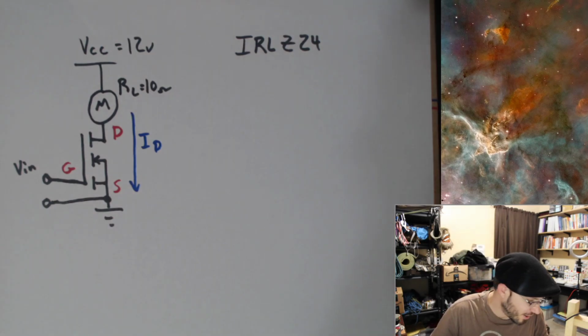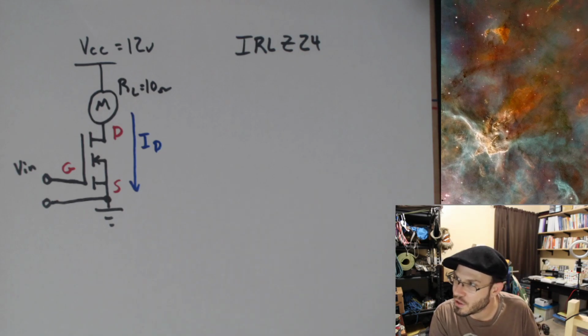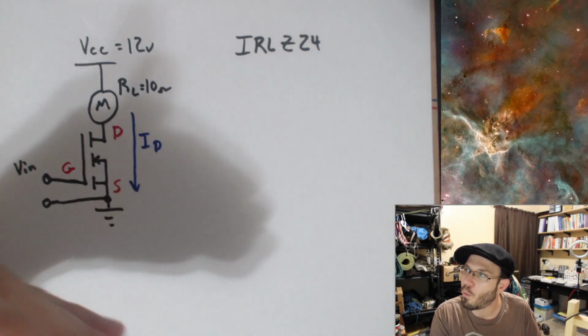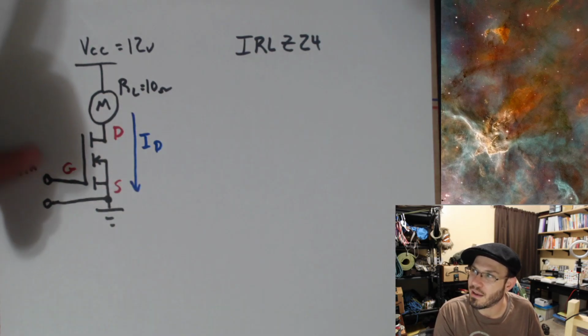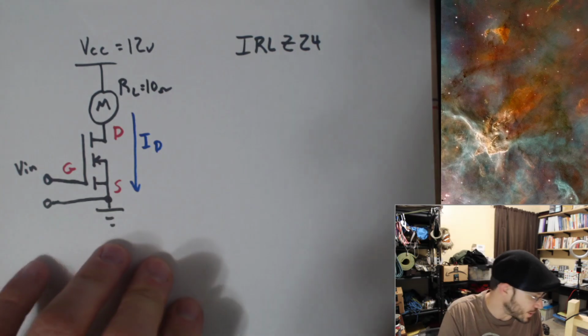So, an IRL Z24. Now, what's the deal with this guy? Okay, so we need to have a gate source threshold voltage. That's the first number that we're concerned with. We want to know at what point does applying a voltage greater than that actually cause this to behave like a closed switch.